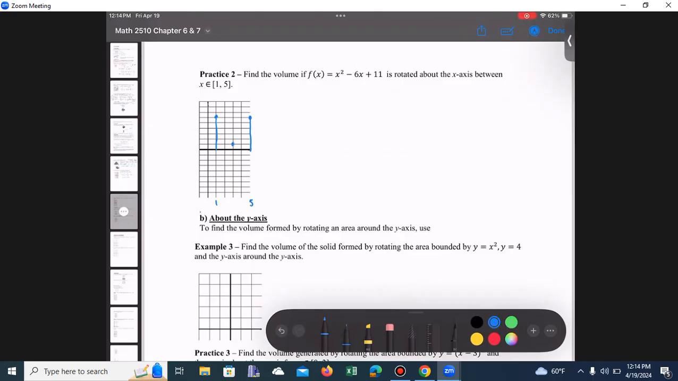Plug in, I said 2, but that was 3 for the middle. We plug in 2, we get 4 minus 12, which is negative 8, plus 11, which is 3. When we plug in 4, we get 16 minus 24, which is also negative 8, so we have 3 as well. So it looks like this. And we are, again, rotating this across the x-axis.